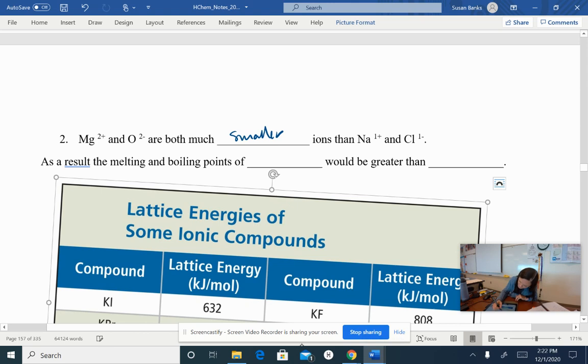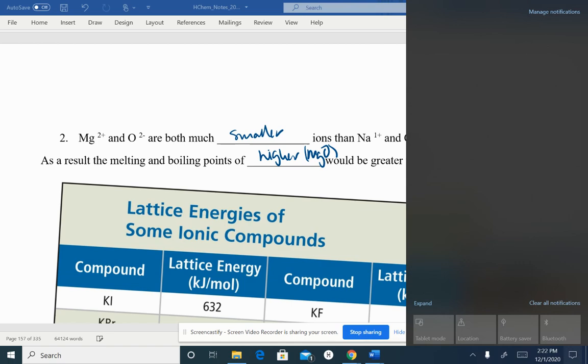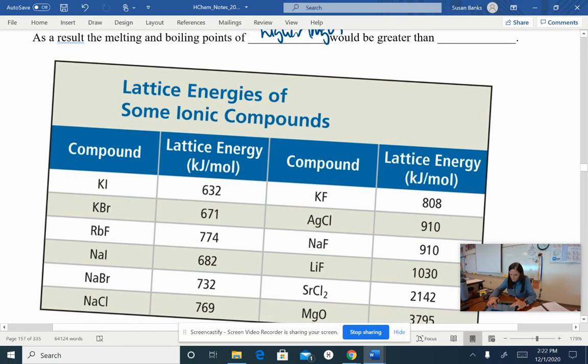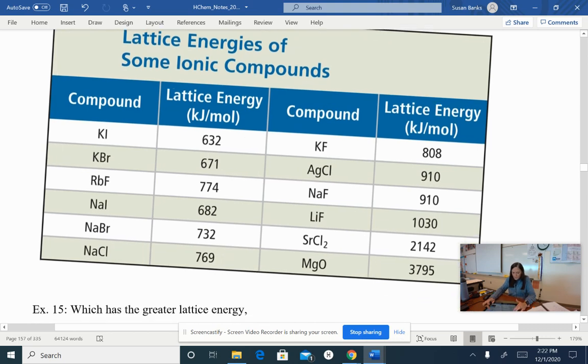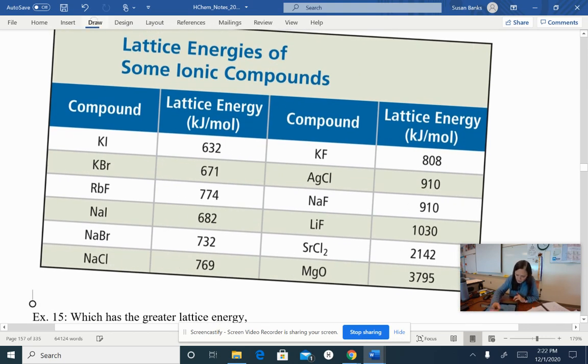The boiling points are going to be much higher for magnesium oxide than they would be for sodium chloride. Okay. Okay, I want to just highlight a few things here on lattice energy.